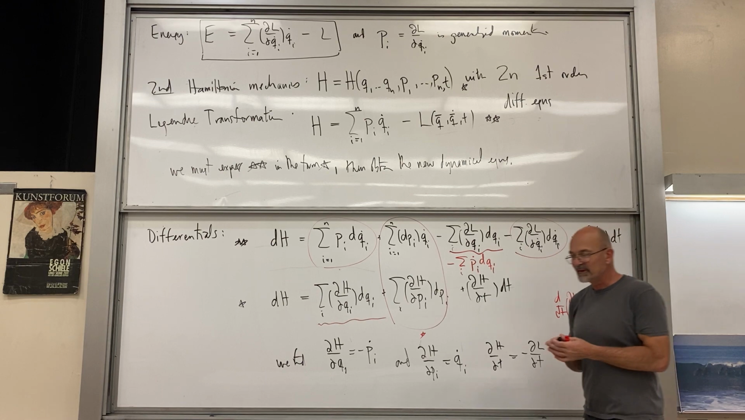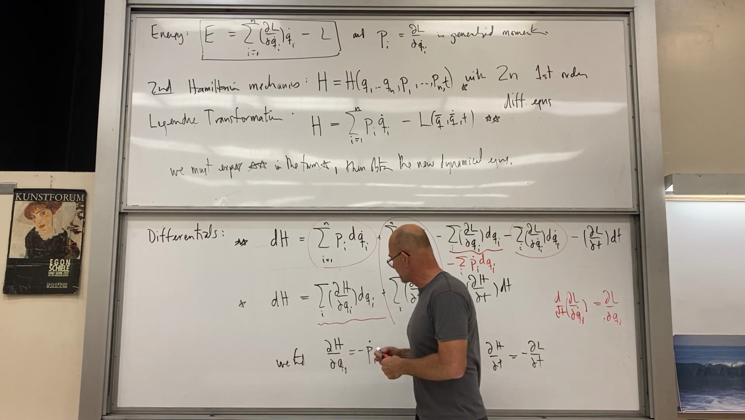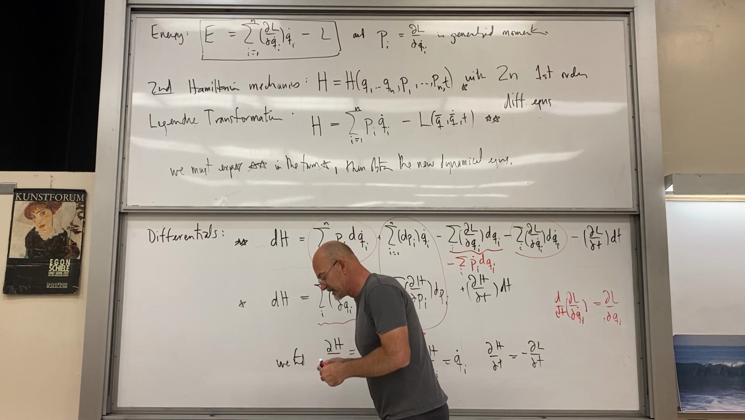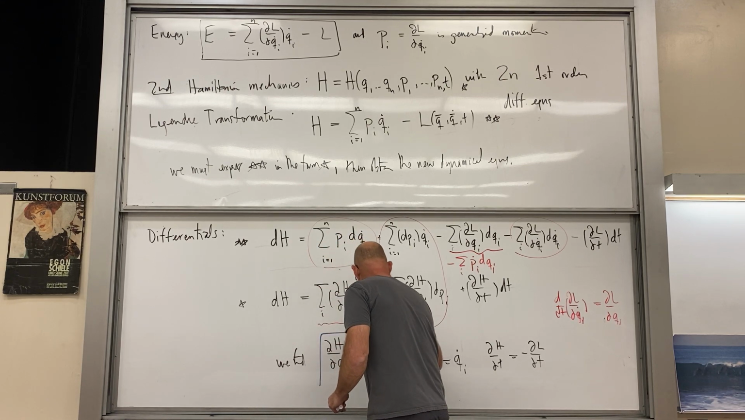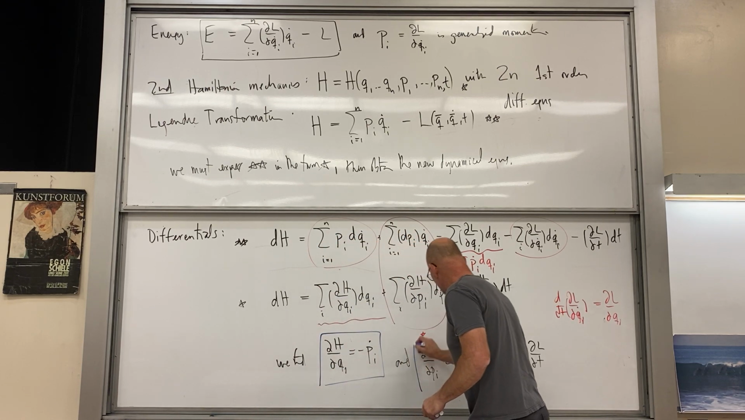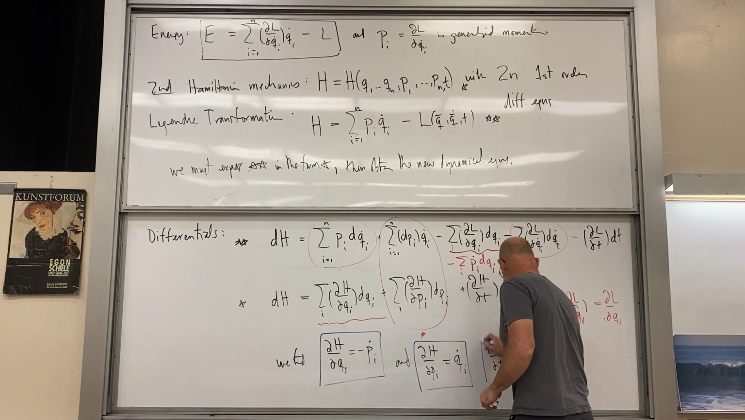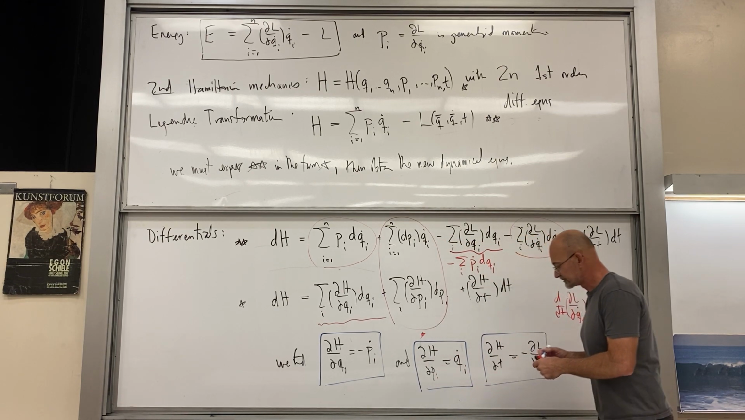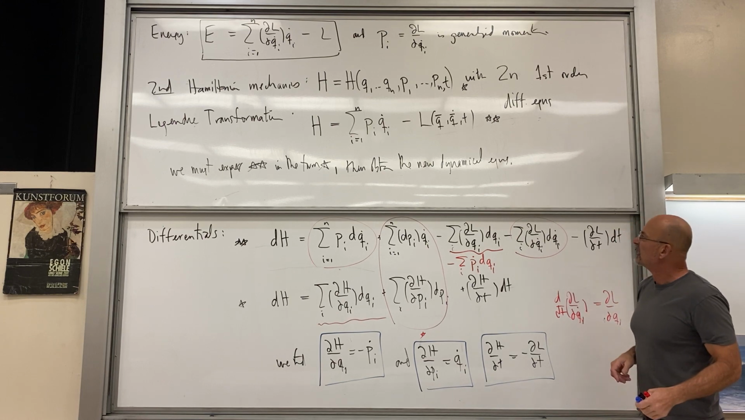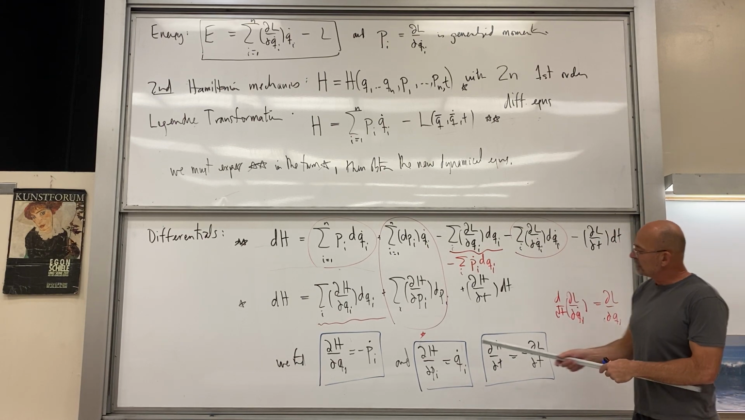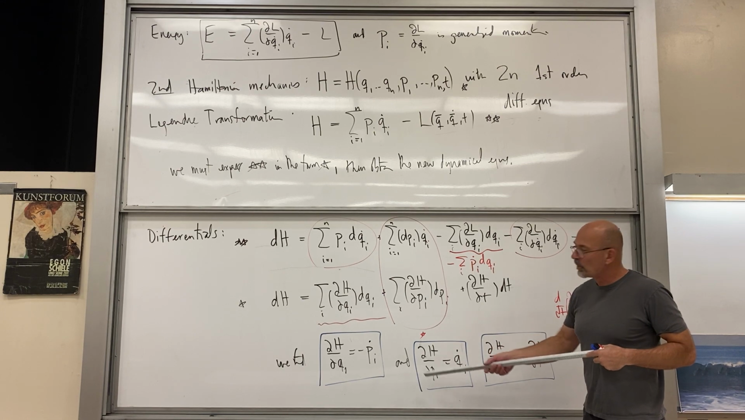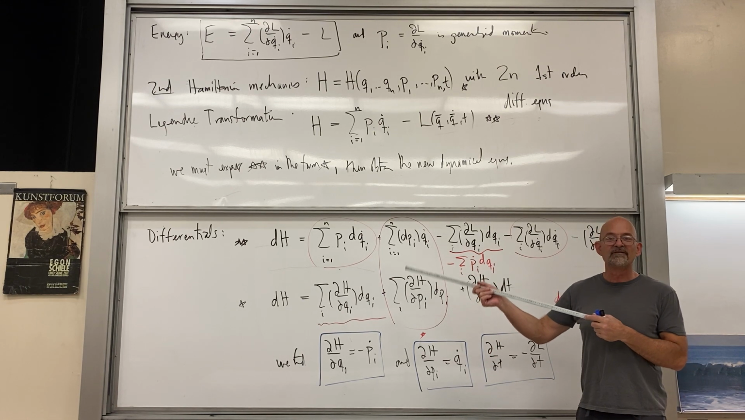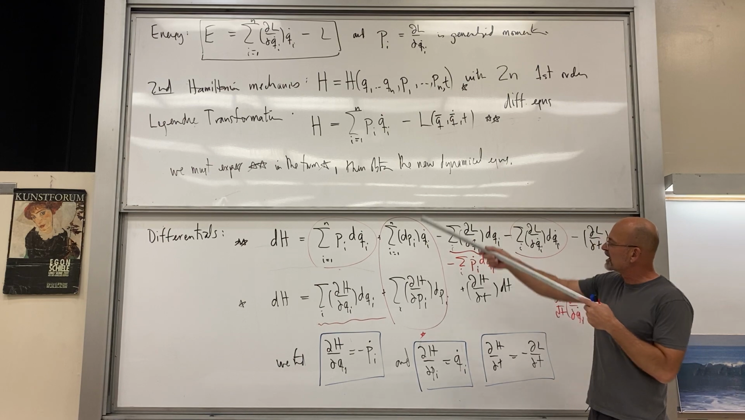Good. Having found these things, go ahead and showcase them. So what we have is this relation, this relation, this relation. And what that's going to mean is that these relations hold when the Euler-Lagrange equations hold, and vice versa. Okay, that's by construction.